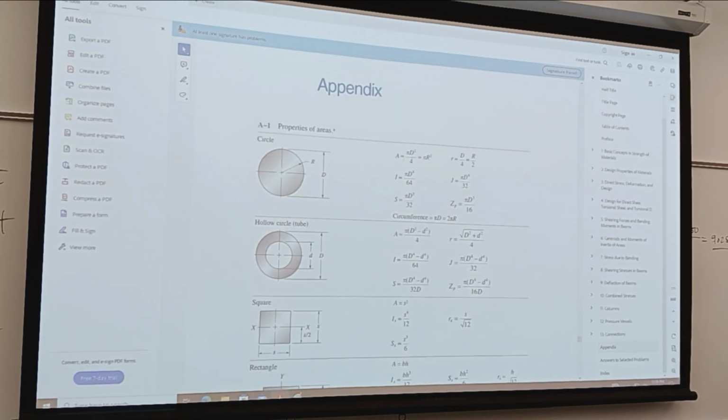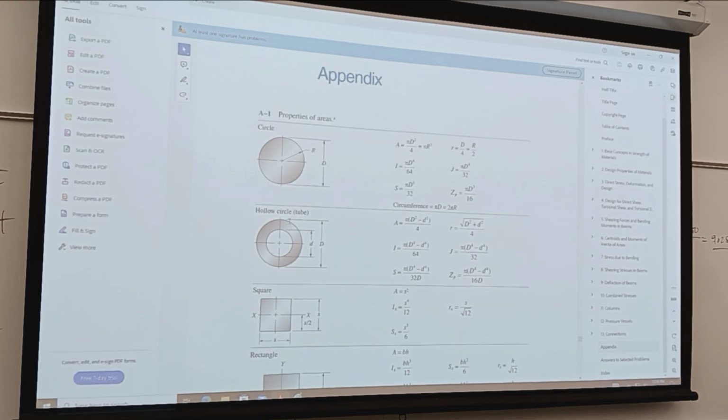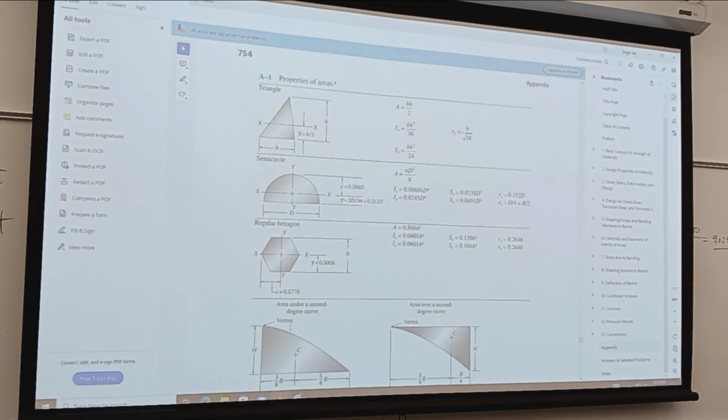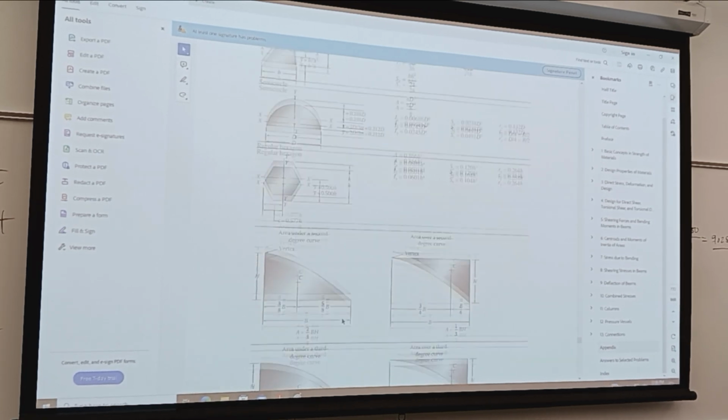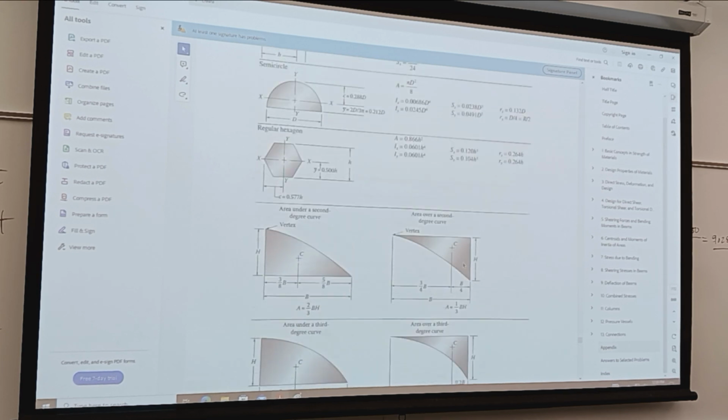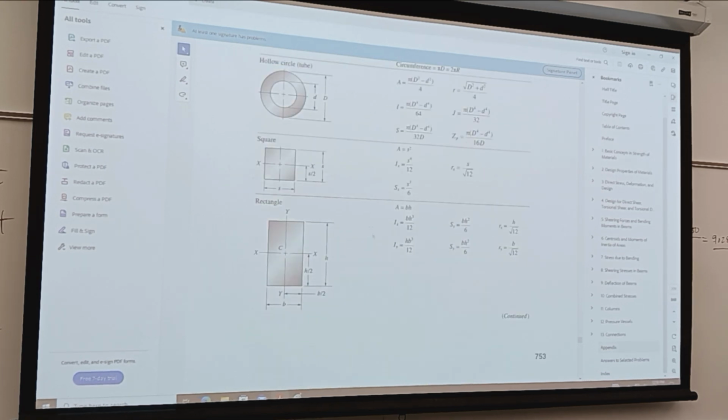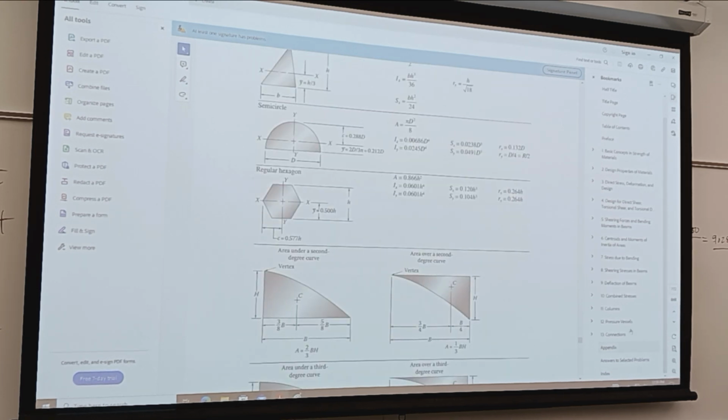Okay, so other than the more classical area and where the center of mass is, if it's symmetric, then you know where it is. But for parabolic shapes, there's some formula given here, and then you see.